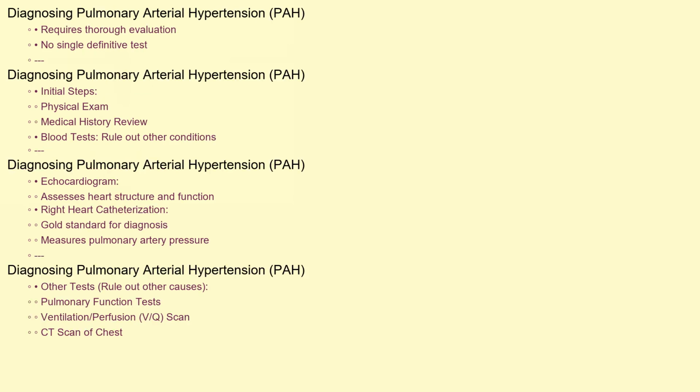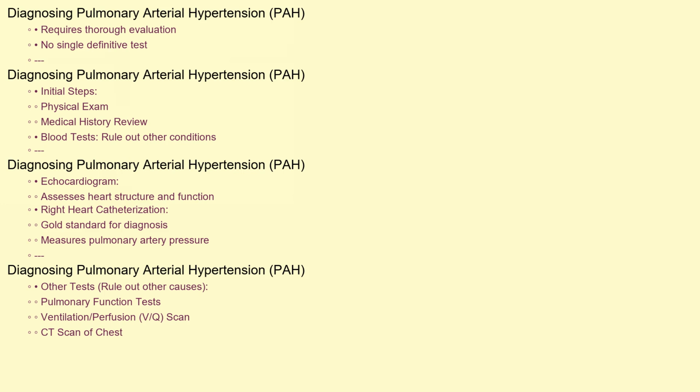Diagnosing PAH requires a thorough evaluation, as no single test can definitively confirm it. The process usually begins with a physical exam and a review of the patient's medical history. Doctors may order blood tests to rule out other conditions. An echocardiogram is often the first imaging test performed to assess the heart's structure and function. A right heart catheterization is considered the gold standard for diagnosing PAH. This invasive procedure involves inserting a thin tube into the pulmonary artery to directly measure the pressure inside.